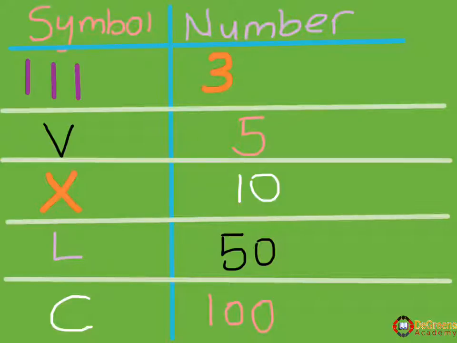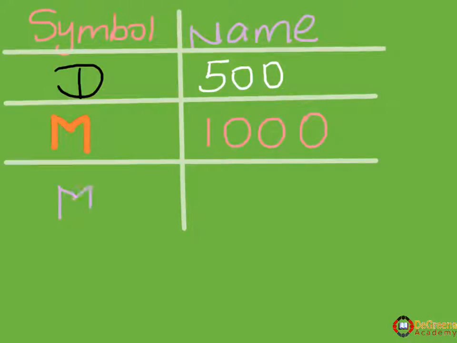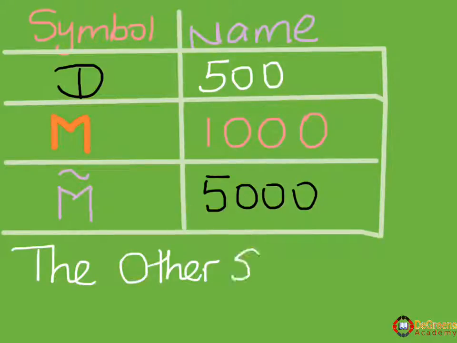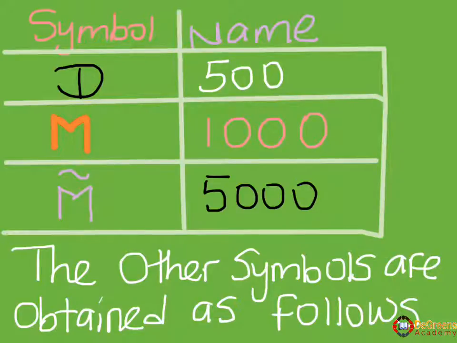The other numerals are shown on the table below. Symbols and the name. D represents 500. M represents 1000. And M with a bar on top represents 5000. The other symbols are obtained as follows.